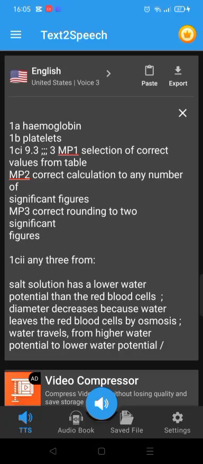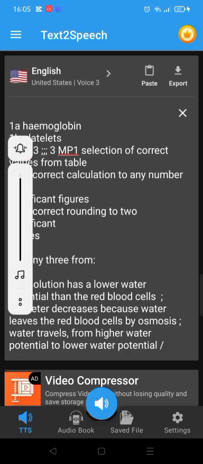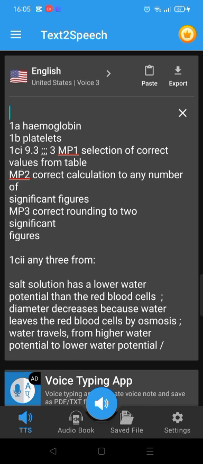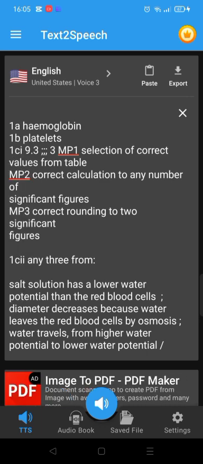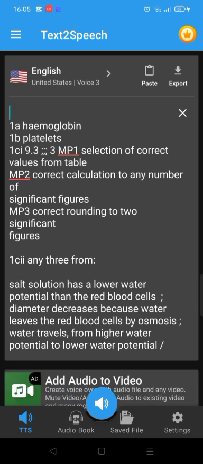1A hemoglobin, 1B platelets, 1C 9.3, 3 marks. M1: selection of correct values from table. MP2: correct calculation to any number of significant figures. MP3: correct rounding to 2 significant figures.